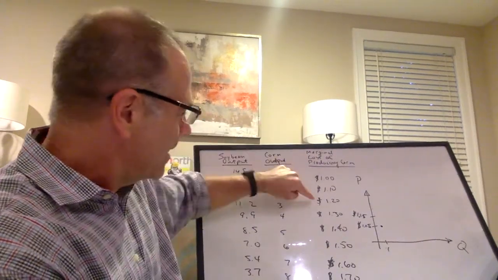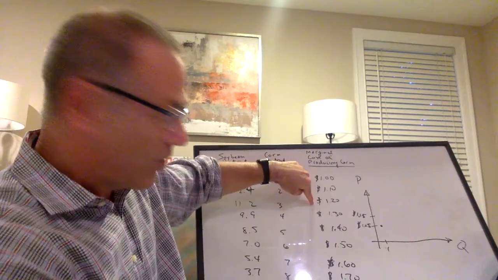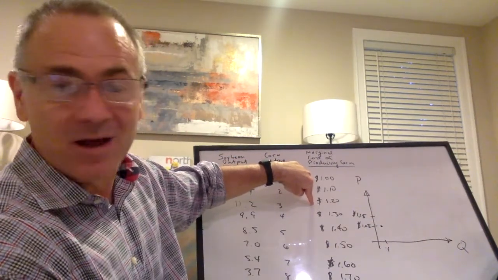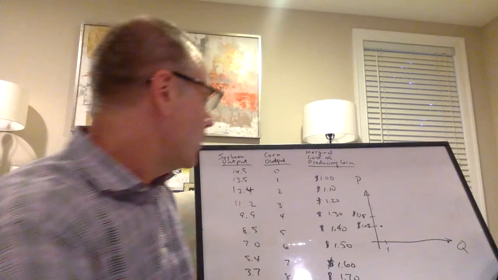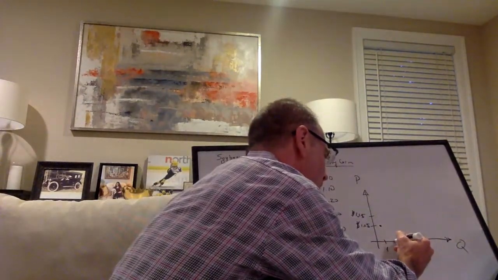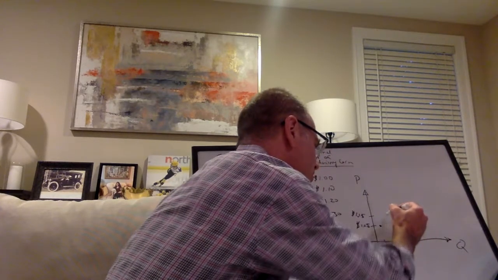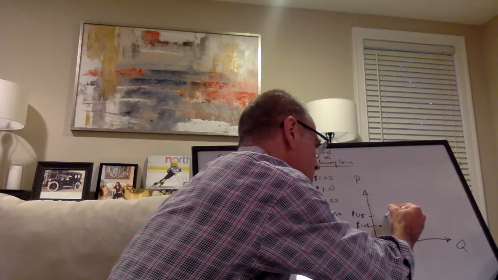What about 3? We'll say, well, the price is $1.15. To produce the third bushel, it costs $1.20. I'm not willing to do that. So if the price is $1.15, what he will do is produce 2 bushels.